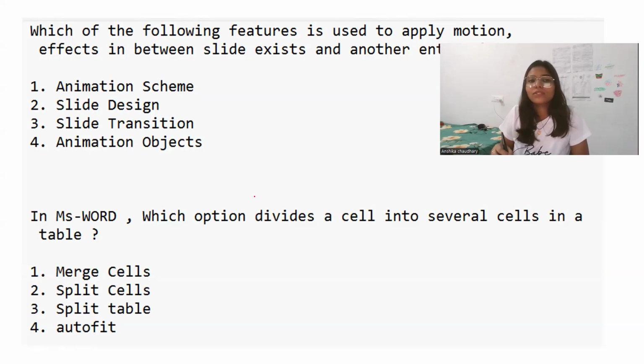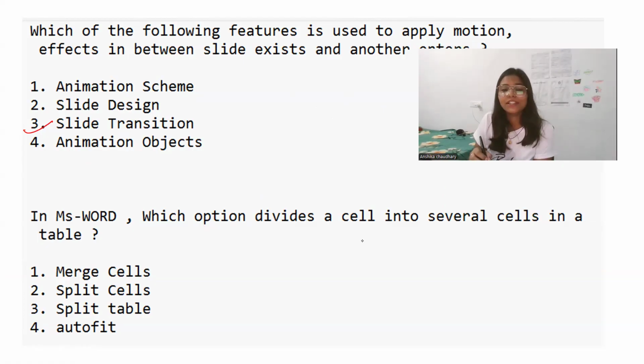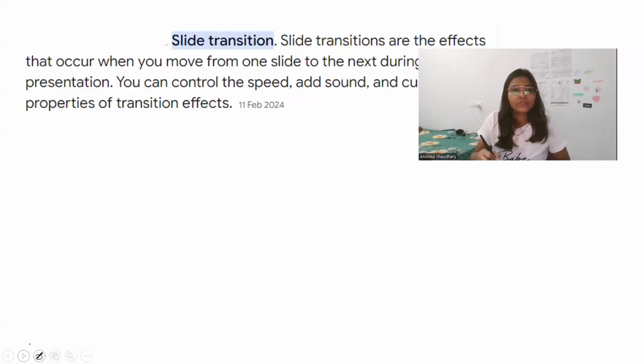The next question is, which of the following features is used to apply motion effects in our slides? So whenever you have to apply motion effects in a PowerPoint presentation or slide, you have to go with slide transition, right? Let's move on to the next question. In MS Word, which option divides the cell into several cells in a table? So we have just discussed that split cells will be used to divide a cell into several cells, right? So this is the explanation about slide transition.